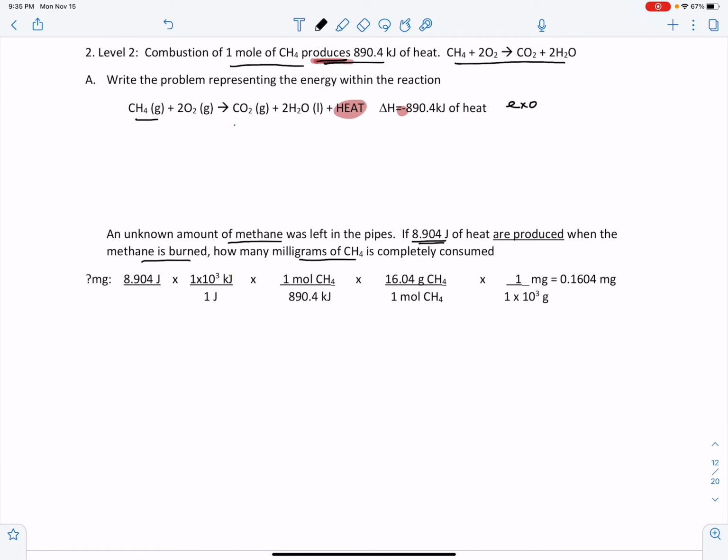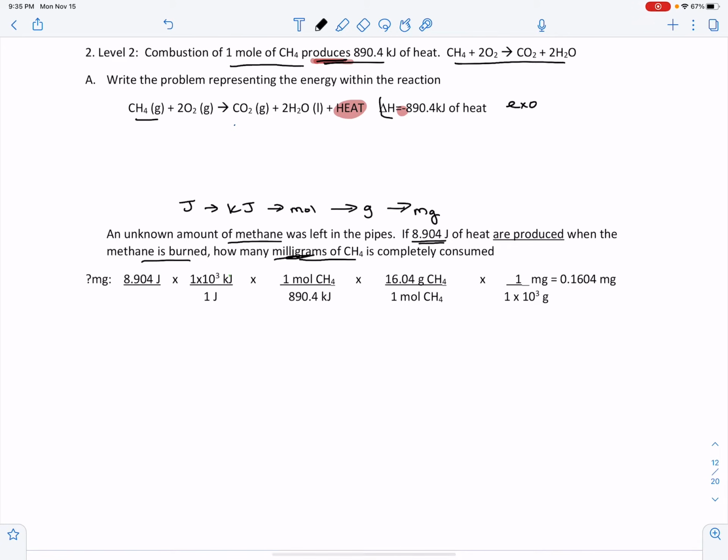So in the previous problem, we just want to know how many moles are consumed. But now we're going to take the moles and turn them into grams and then milligrams. So we're going to take our kilojoules. Actually, it's joules, and we'll turn it into kilojoules, and then we'll turn it into moles. And like I said, that's where we stopped before, was at the moles. But we're actually going to go ahead and go to grams. And then this one is asking for milligrams to be extra fun and tricky. So into milligrams.